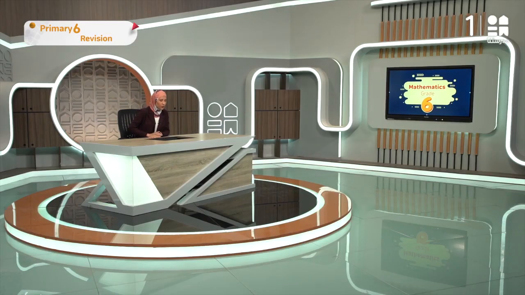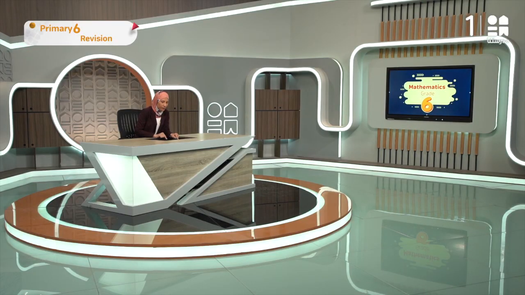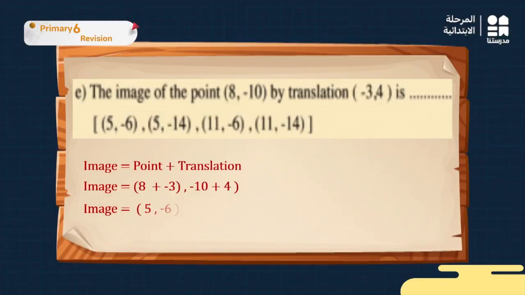Here I have the image of the point 8 and -10 by translation -3 and 4. What is it? He wants the image and gives you the point, so as I used to, to get the image I will add the point plus the translation. The point is 8 and the translation is -3, so I will write 8 plus -3 with -10 plus 4. 8 plus -3 gives me 5. -10 plus 4 gives me -6. So my right answer is supposed to be 5 and -6.